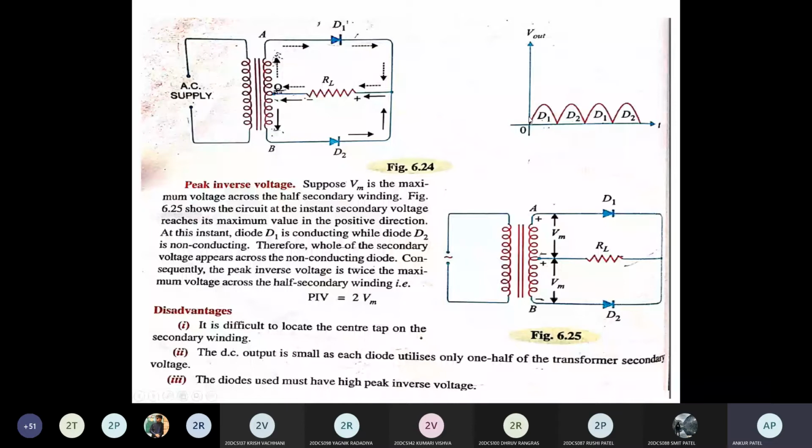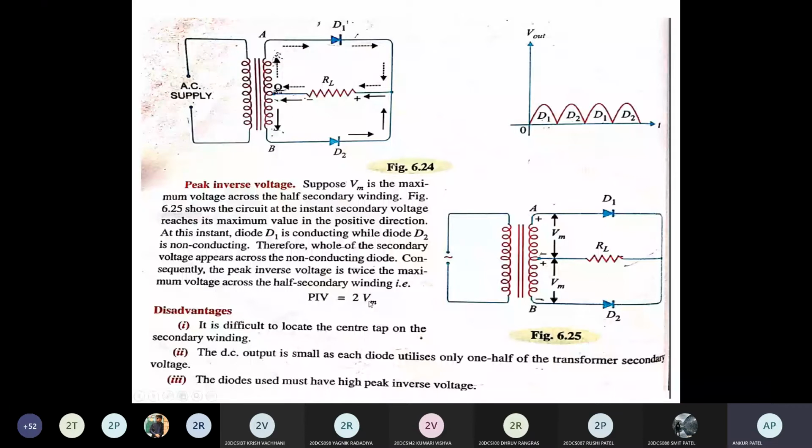Now, what is peak inverse voltage? The peak inverse voltage of each diode is equal to the maximum secondary voltage of transformer. You can see here we have Vm, and in the lower arm we have Vm. So this is a maximum voltage. So peak inverse voltage we are having is 2 Vm.